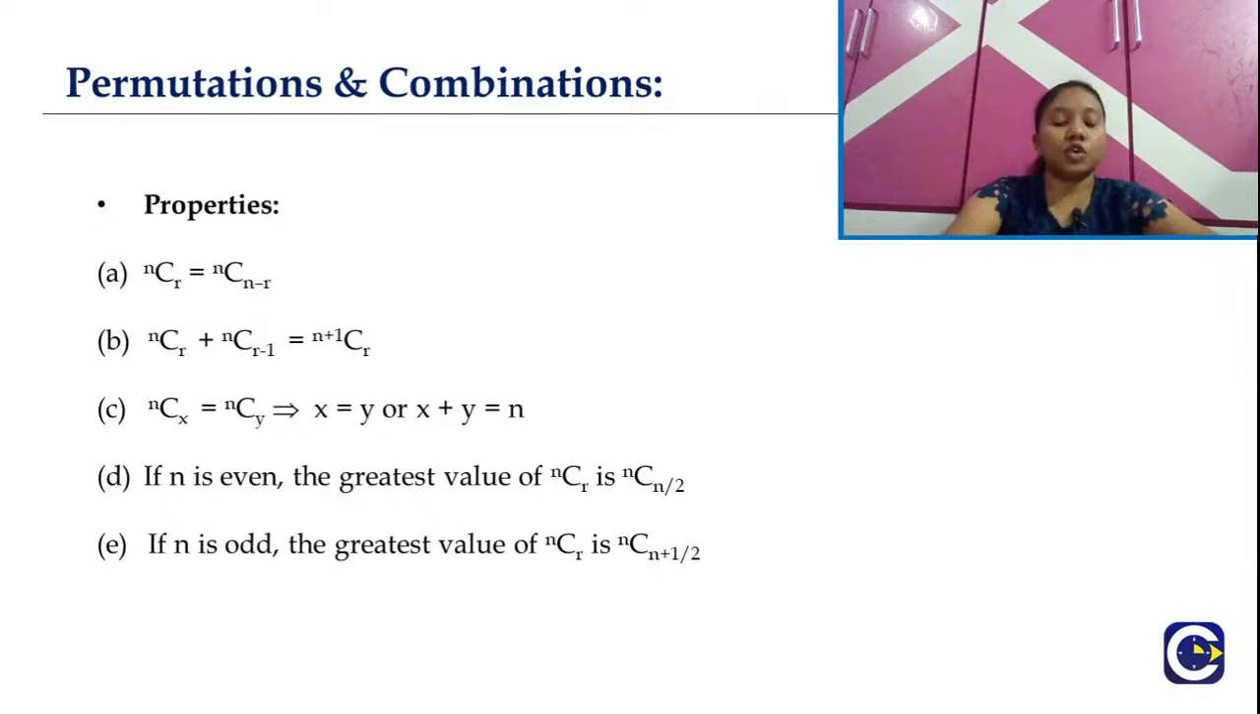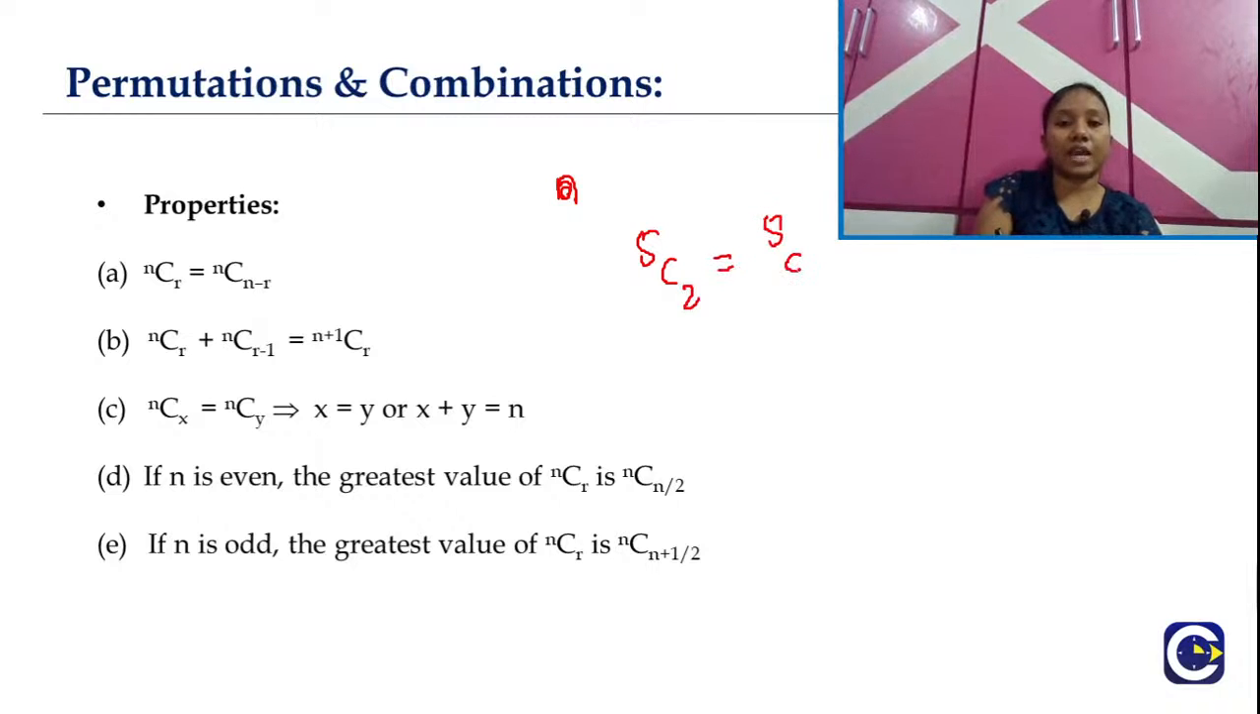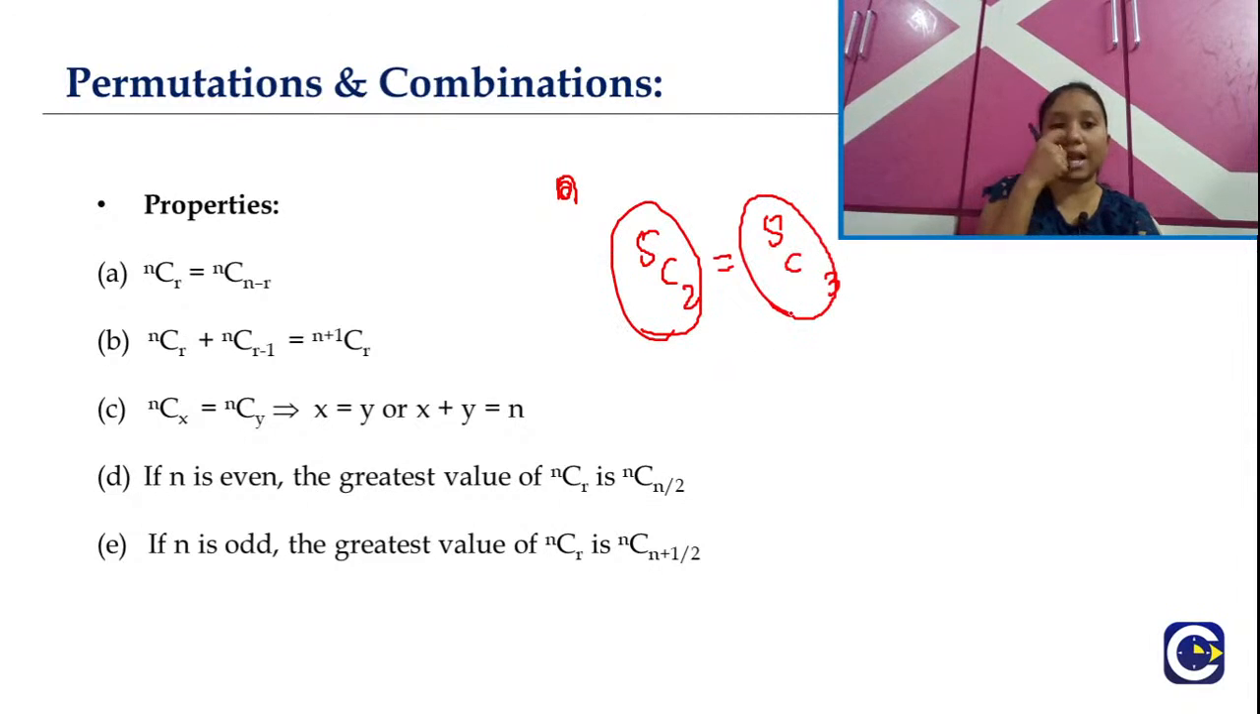So now let's see few properties which are related to the combinations here. So first one, nCr will be equal to nC(n minus r). So for suppose if we are having nCr, that means 5C2. So this 5C2 will be equal to 5C, 5 minus 2 will be 3. So 5C2 as well as 5C3 both will be equal according to the first property here, right?